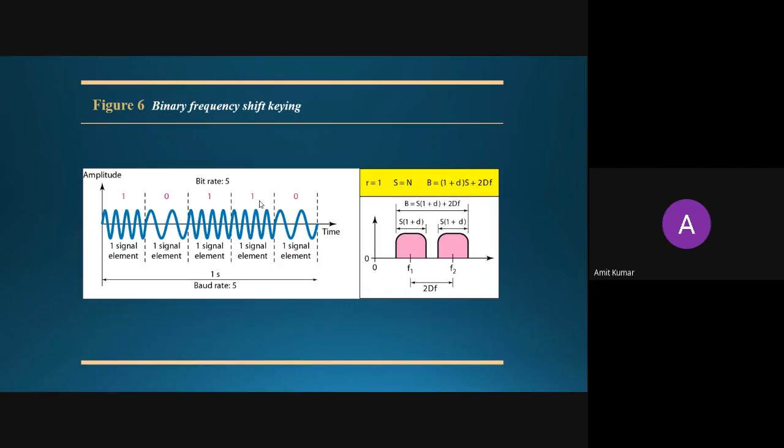So the first thing we need to do is calculate our signal bandwidth. Then we will decide how many signals can be sent over the channel. Here, if you see, the 1 second is there and we are sending 5 signals, 10110. So these 5 signals will be there. Bit rate will be 5 bits per second. Baud rate will also be equal to 5 baud per second.